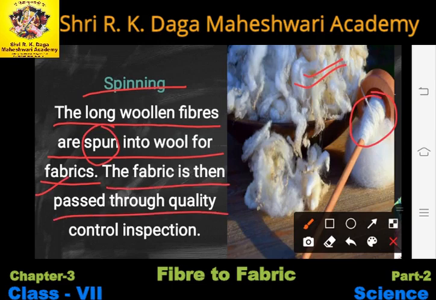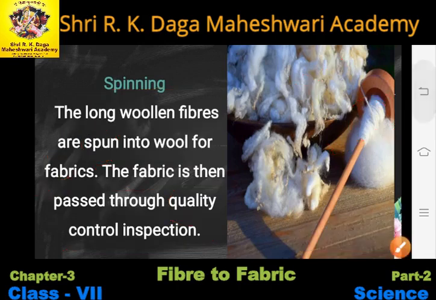The fabric is then passed through the quality control inspection. Now our thread is ready to use, but before using it, it has to go through a quality control inspection, where the quality of the wool will get checked, and if it is of good quality, then only we can use it to make the woolen cloths, right? So this is the last process by which we will get our wool, and that is used to make the woolen cloths.